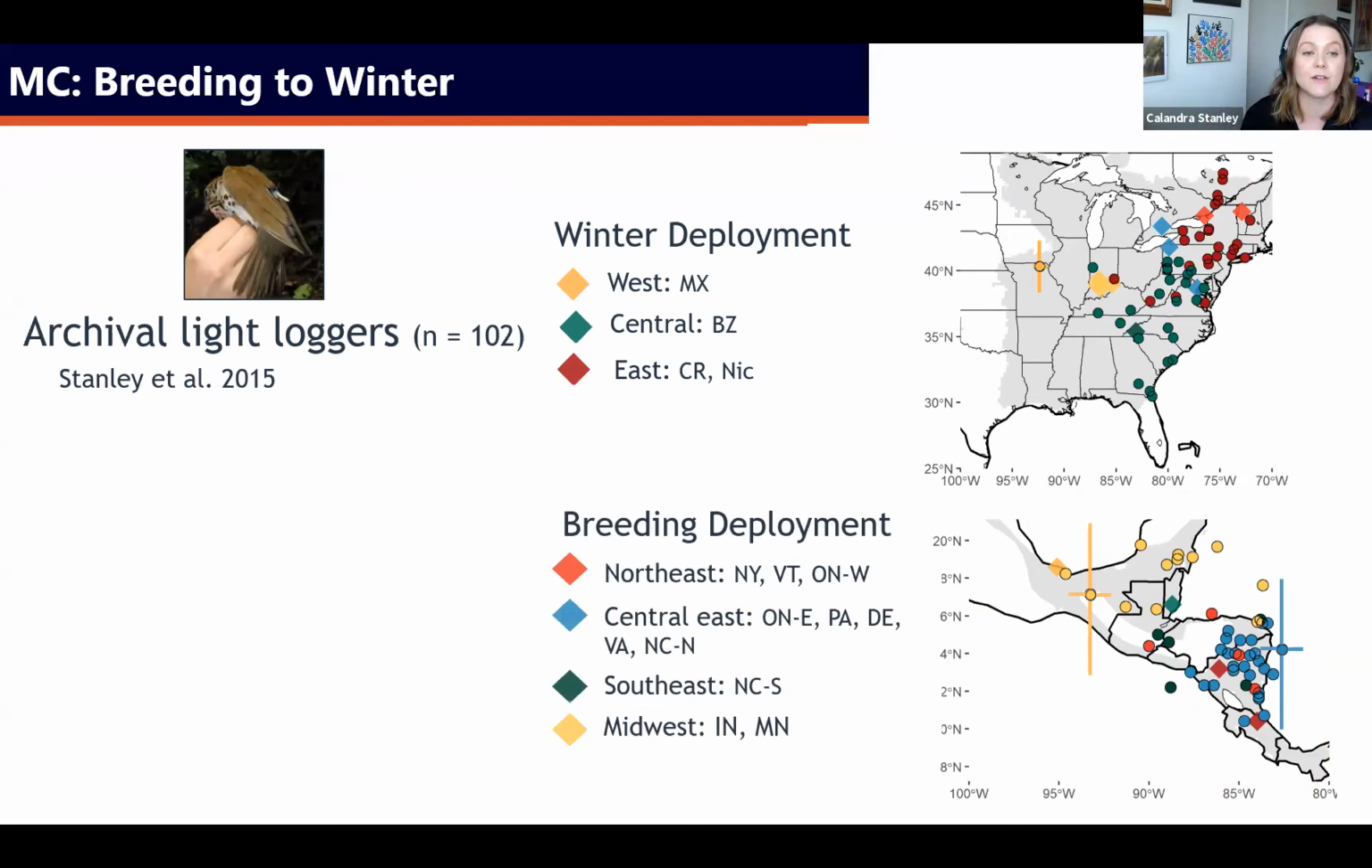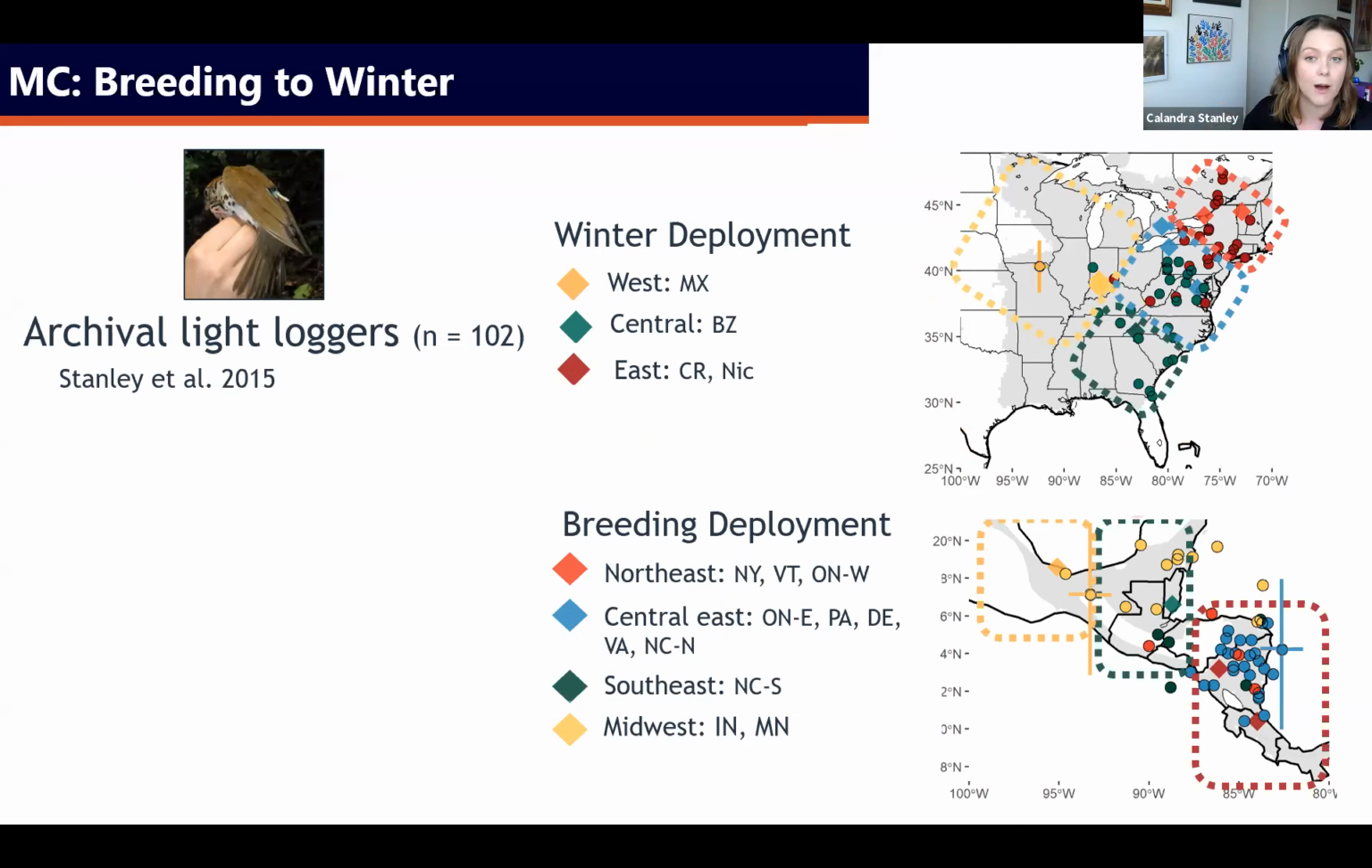We were able to retrieve data from 102 individuals tracked with light level geolocators, from winter deployments that went to the breeding ground and breeding deployments that went to the wintering ground. And so if we overlay those regions from the last slide, we see this leapfrog migration pattern for eastern breeding populations, where the more northern eastern breeding populations winter further south in the wood thrush range, whereas the more southern populations winter further north. And the Midwestern populations are at the most northern end and the most eastern range of the wintering area.